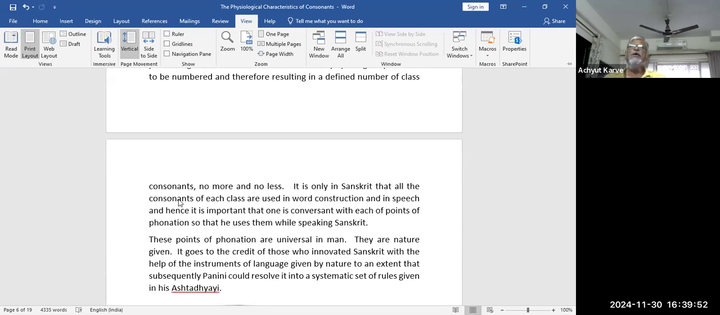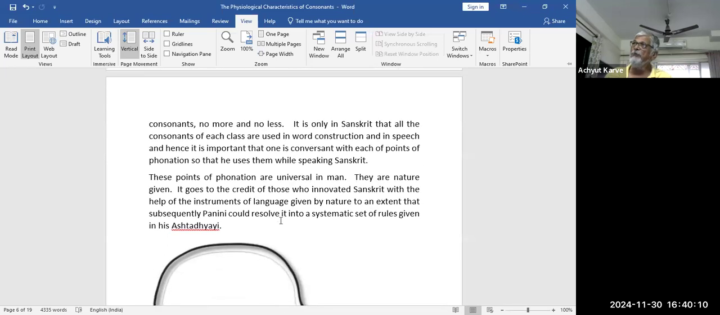It is only in Sanskrit that all the consonants of each class are used in word construction and in speech, and hence it is important that one is conversant with each of the points of phonation he uses while speaking Sanskrit. Now one more point. These points of phonation are universal in man. They are not one for people staying in one country and different for people staying in another country. They are universal. And therefore, the class consonants are universal in nature, not because we use them, but because the physiological structure enables man to speak those consonants. They are nature given. It goes to the credit of those who innovated Sanskrit with the help of the instruments of language given by nature to an extent that subsequently Panini could resolve it into a systematic set of rules given in his Ashtadhyayi.